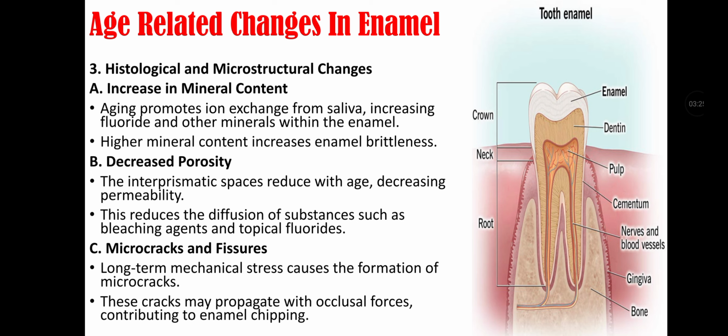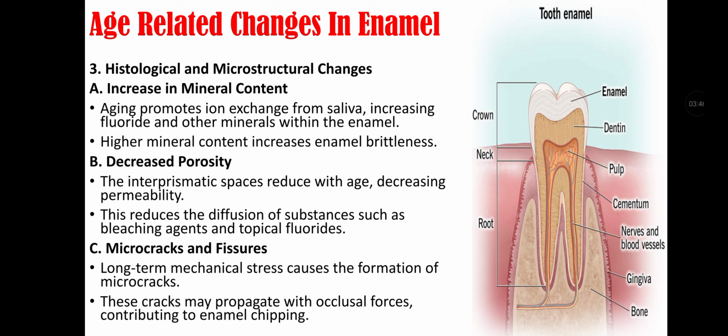The third age-related change is histological and microstructural changes. They include increase in mineral content, decreased porosity, and microcracks and fissures. Increase in mineral content with aging promotes ion exchange from saliva that increases fluoride and other minerals within the enamel. Higher mineral content increases enamel brittleness.